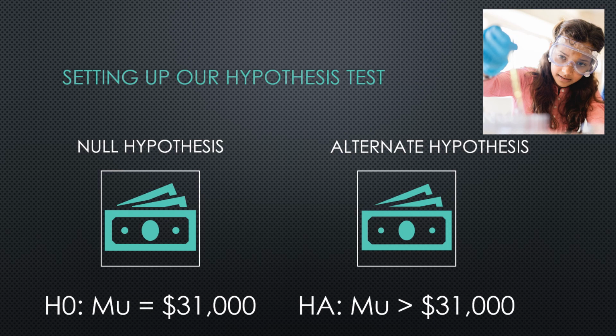Now, the alternate hypothesis is what we're going to use to test whether we can go against this null hypothesis. The alternate one that I have chosen is HA, which is alternate, mu, meaning the population average, is more than 31,000. So my claim is that mu, the population mean, will be more than 31,000.